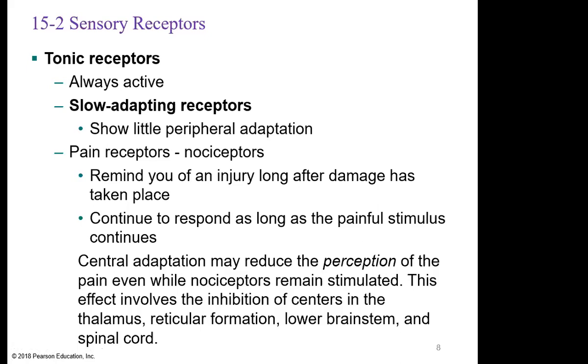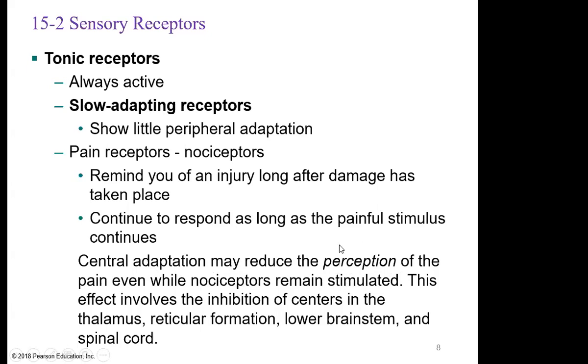Now, my thumb sat there for a good 30 seconds before I could figure out how to get the thing back down, but the pain never stopped. I never was able to adapt to the pain. It never went away because these tonic receptors are always on. So whenever we're talking about slow adapting, that means that nociceptors especially are going to let you know that there is an issue. They're not going to turn off, okay? So they will continue to respond as long as the painful stimulus continues. Central adaptation may reduce the perception of the pain, however, even if the nociceptors remain stimulated.